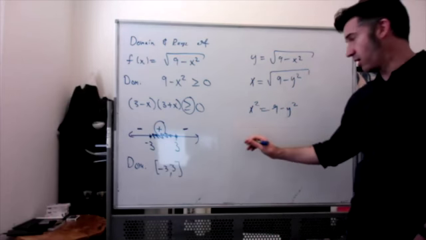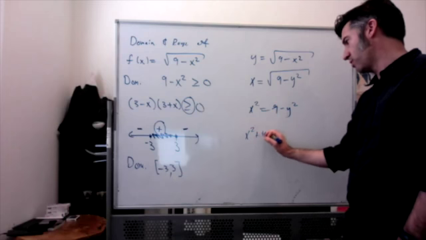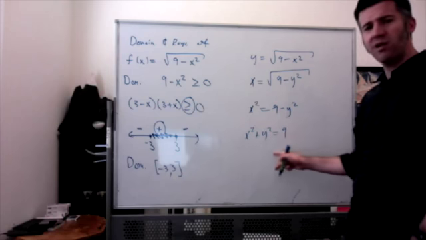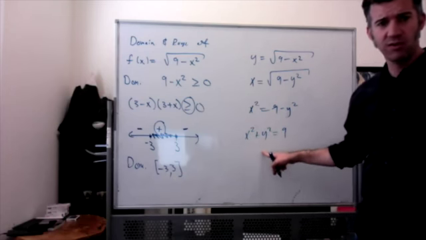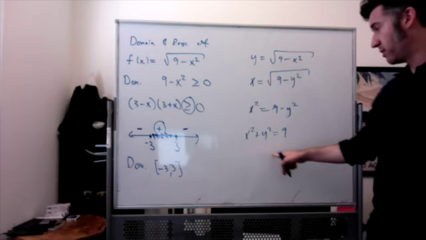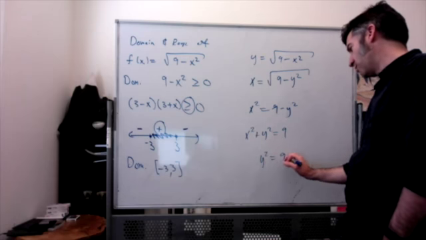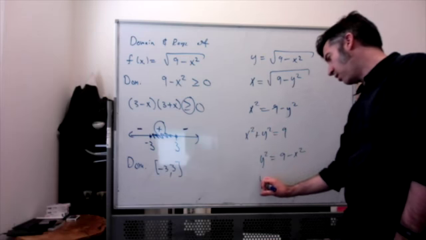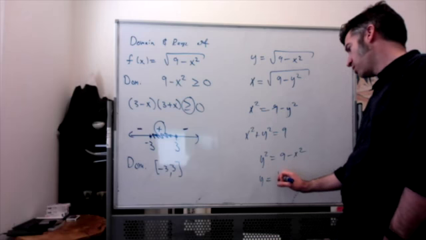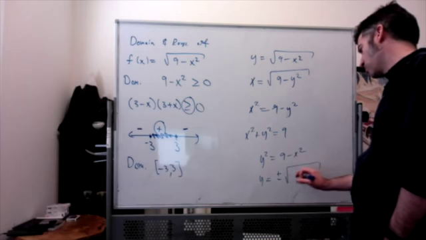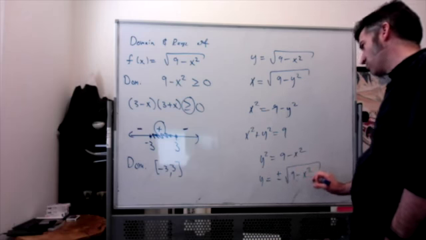Add y squared over here. X squared plus y squared equals 9. Oh, hey, look, that looks like the equation of a circle whose center is the origin, whose radius is 3. Solving for y, I get y squared equal to 9 minus x squared. And then y is going to be plus or minus the square root of 9 minus x squared.